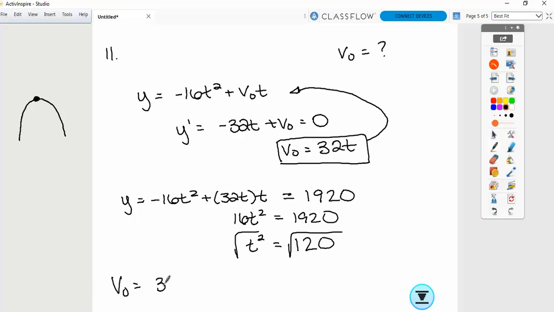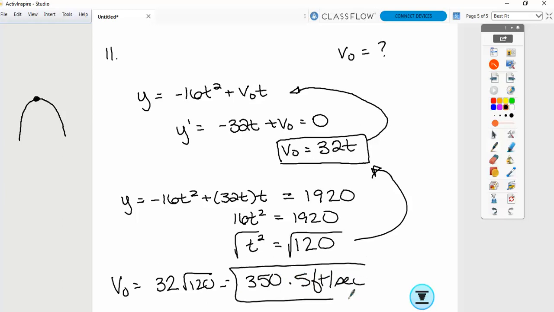So to get our velocity, we just have to plug that into our velocity that we found right here. So 32 times the square root of 120, which as a decimal is approximately 350.5. So really just manipulating those equations. We didn't have to do an antiderivative, we just had to use what we know about the relationship.